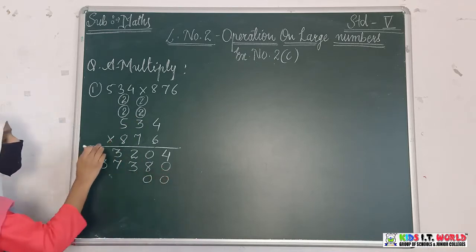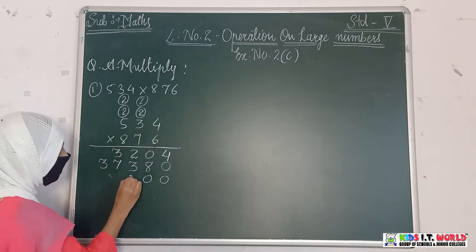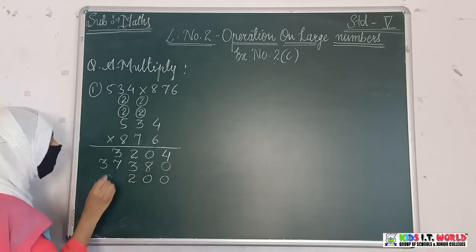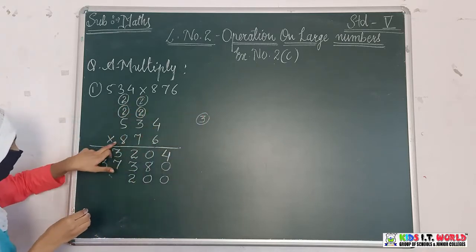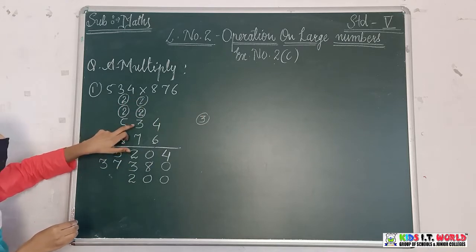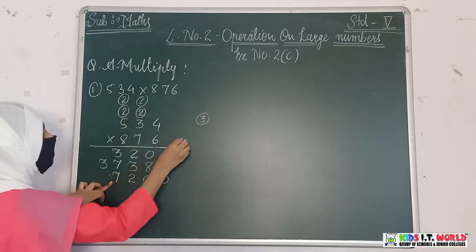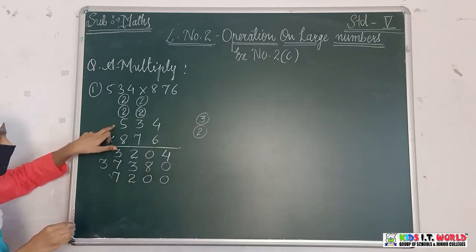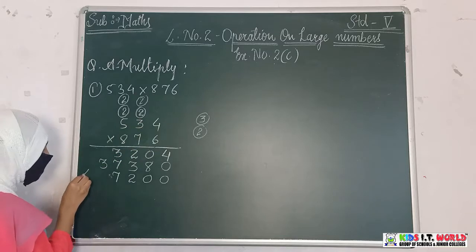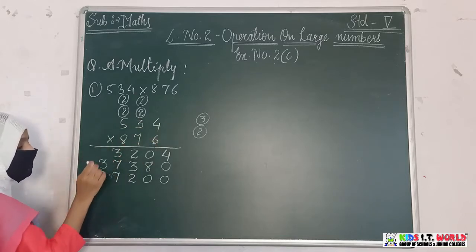Now the next multiplication is by the 8. So 8 4s are 32. So you will write 2 here. 3 will be carried, you can write it here also. 8 3s are 24. 24 plus 3, it is 27. So which is carried here now? 2. 8 5s are 40. 40 plus 2, it is 42. Here we have done with all the multipliers.